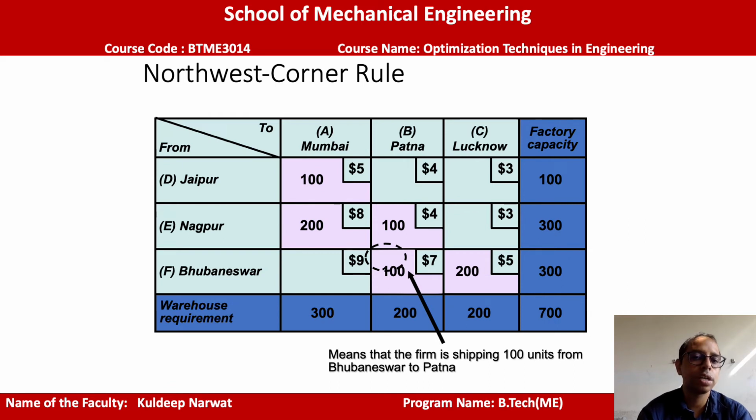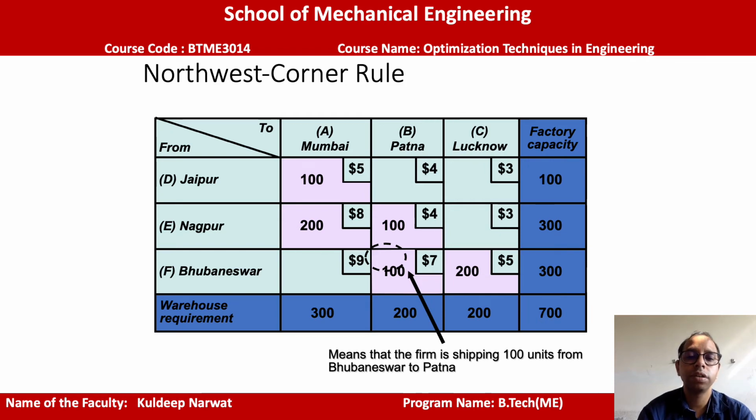So as soon as I have allocated a value of 100 to this cell, this row would be eliminated. That means we put a cross line across it, and it would be eliminated. Now we can see that this warehouse requirement also has to be subtracted by 100, so that would make a value of 200 availability here.